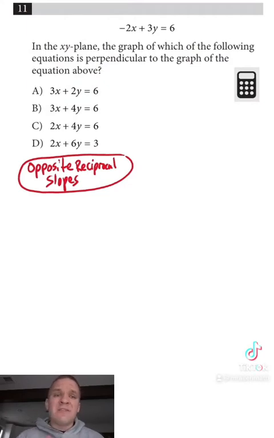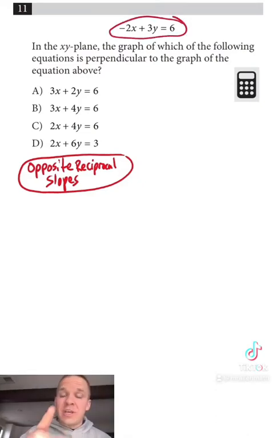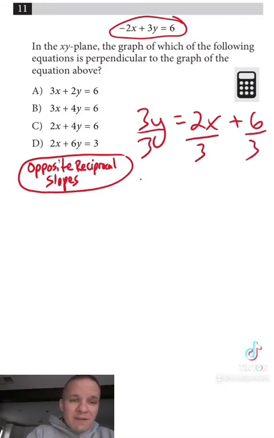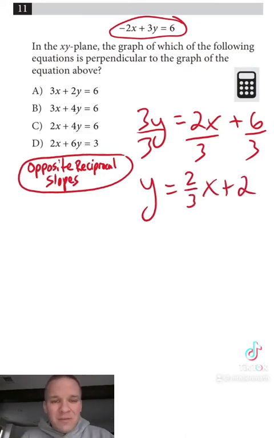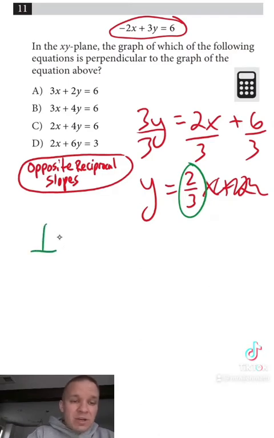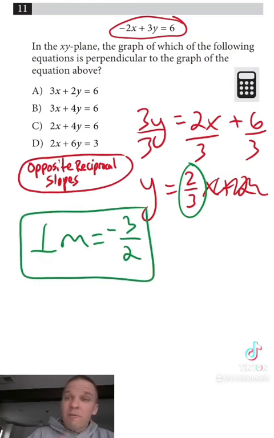Now, I'm going to show you a little trick at the end of the video for this particular problem, but I think the most straightforward way of going about this is taking our original here and rewriting it in slope-intercept form. So I'm going to have to add 2x to both sides and get 3y equals 2x plus 6. And then I'm going to divide by 3. So what I have now is y equals 2/3 x plus 2. I really don't care about this y-intercept right here, but what I do care about is this particular slope right here, 2/3. So my perpendicular slope is going to be -3/2. Okay, so that's part of our problem right now.